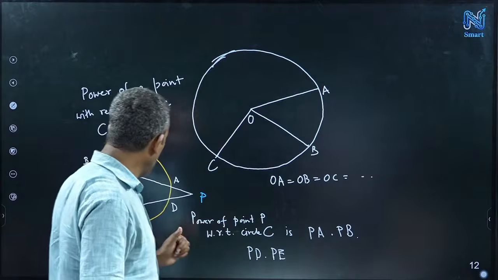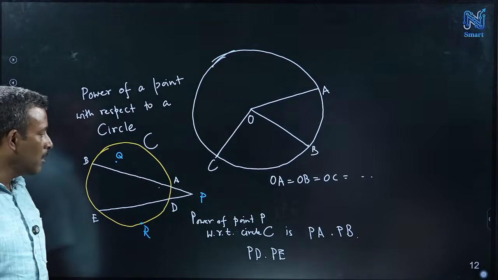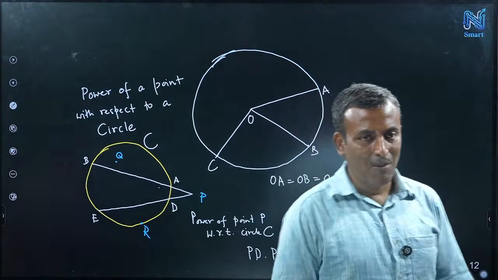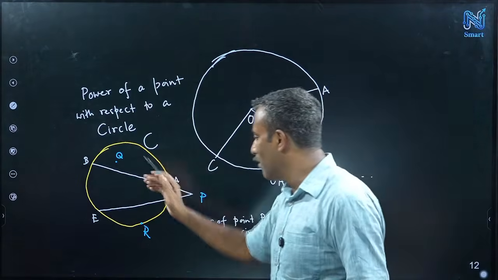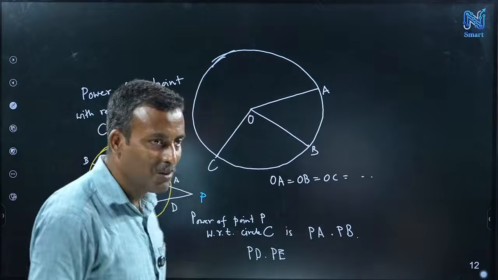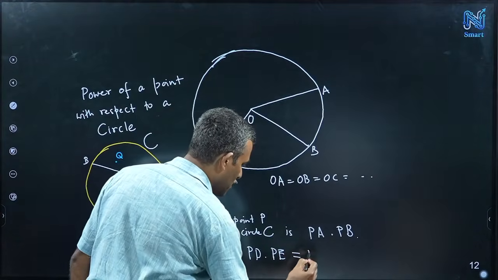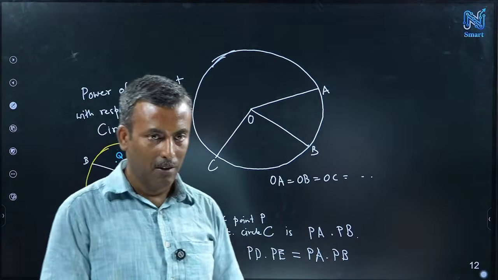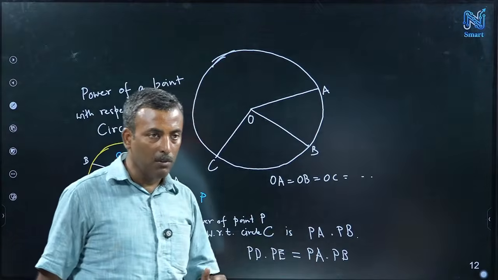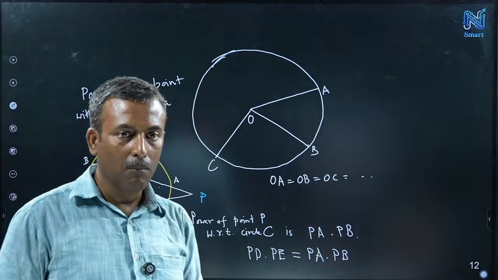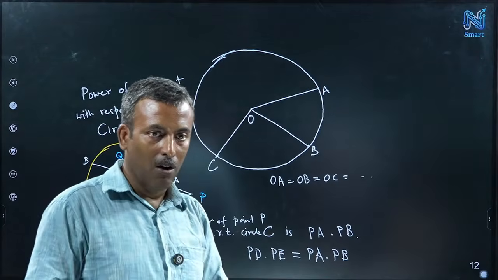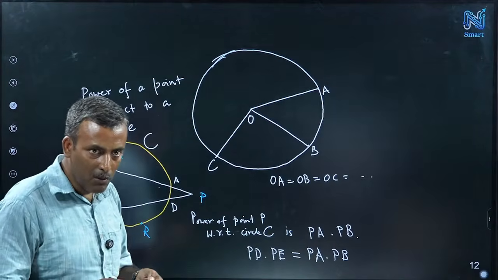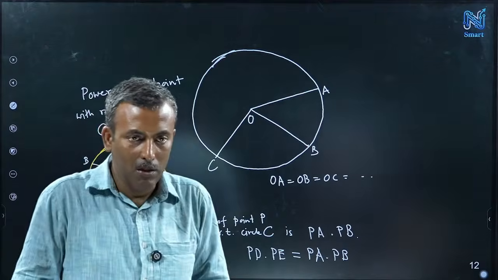Now, if PA into PB is different from PD into PE, then there is a problem. Which one is the power of the point, PA into PB or PD into PE? Actually, they are equal. So we have to prove that these two are equal. Once we prove these two are equal, then this definition is correct, or it is called well defined. If these two are different, then the definition is not well defined. For a different chord, a different power. For the same point, how can the power be different? The same point must have the same power, otherwise the definition is not well defined.